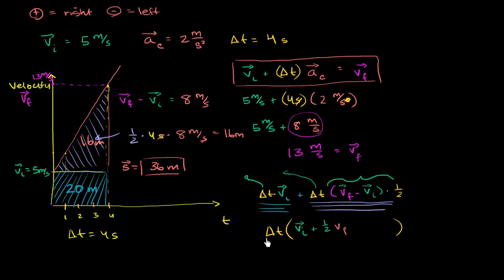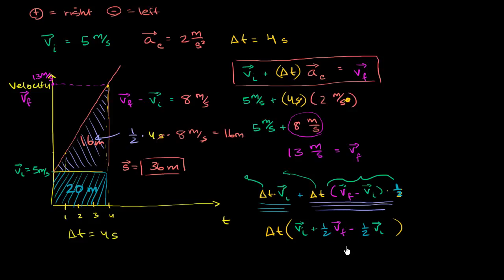Let me actually do it in the right color so that you understand what I'm doing. So this is the 1/2. Plus 1/2 times our final velocity, minus 1/2 times our initial velocity. Sorry, I'm having trouble changing colors today. Minus 1/2 times our initial velocity.